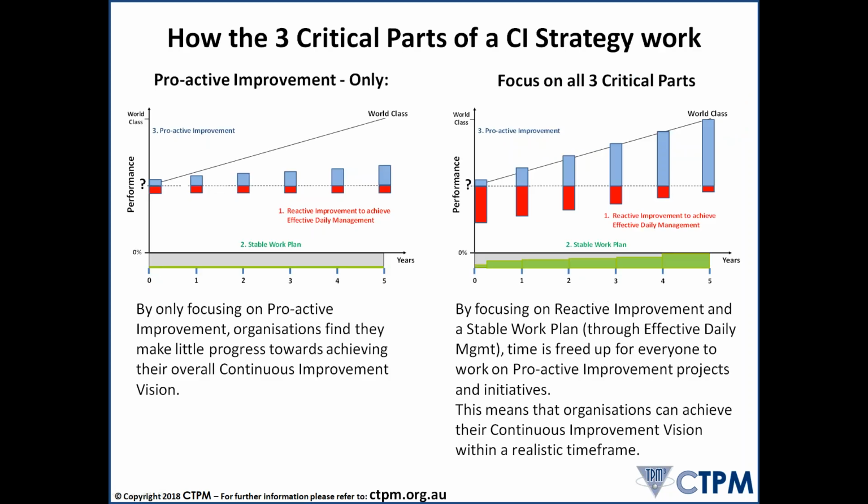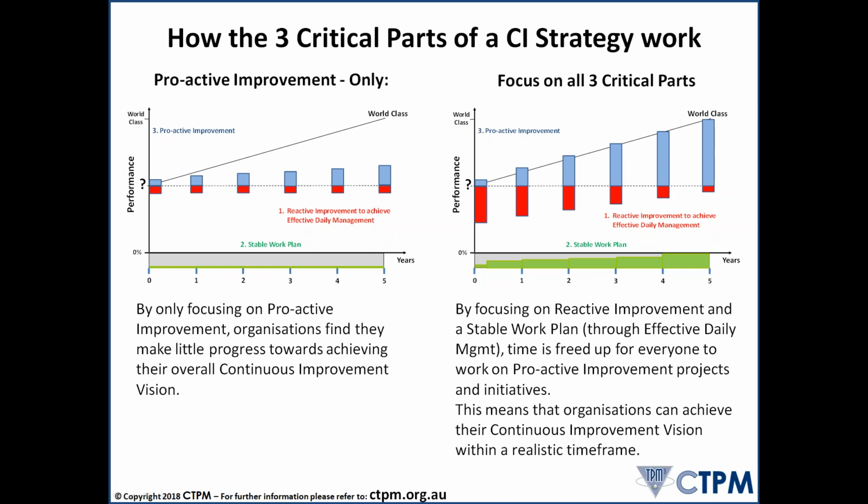Now, the next slide shows us what happens over time. Most companies fall into the trap of only focusing on proactive improvement because it's shiny, it's good, we get big outcomes. But in our first graph there, if we only focus on that and not reactive improvement or a stable work plan, we're not freeing up enough time to ever reinvest back into our proactive improvement. So first cycle goes great, we get the time investment and we get the buy-in from everybody in the business. The second one runs okay, but we don't get as much impact.